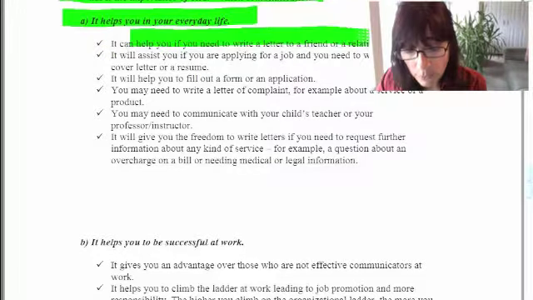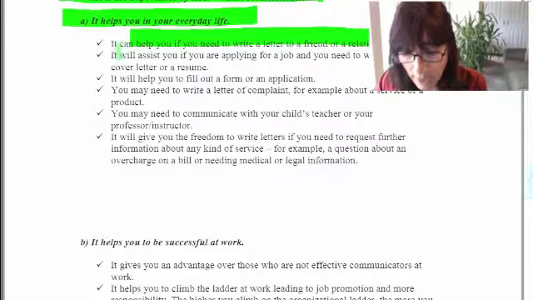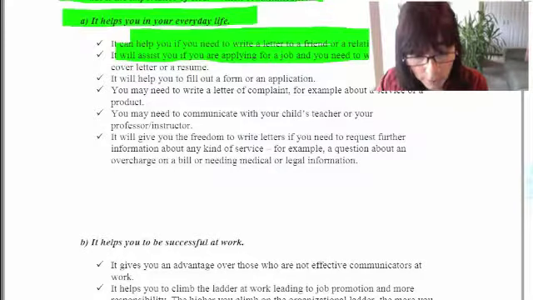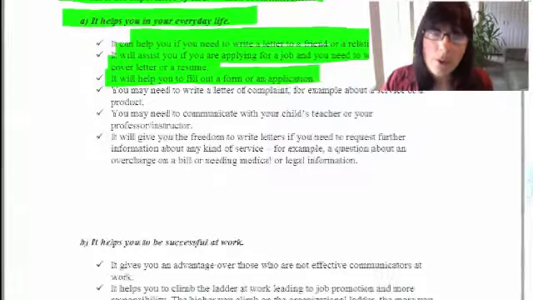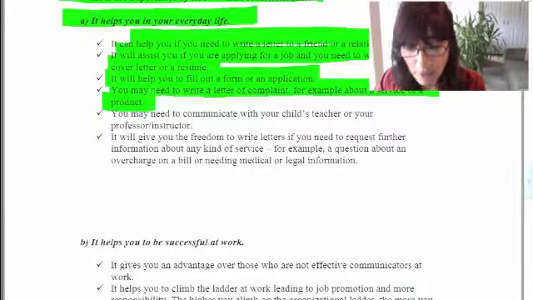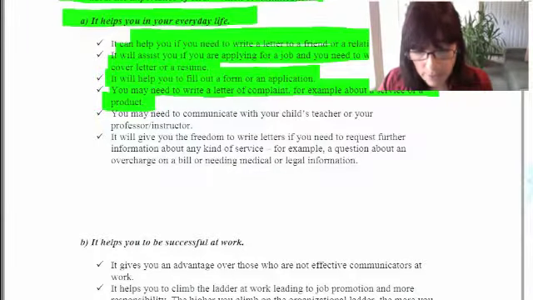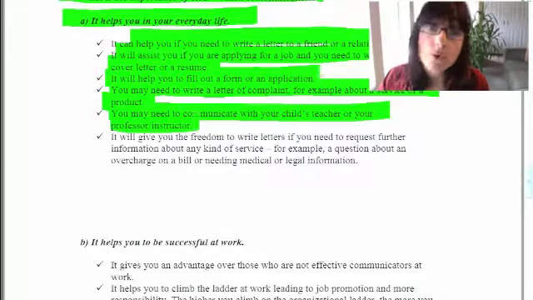One is, it can help you if you need to write a letter to a friend or a relative in everyday life. Another positive effect of good, solid communication is it will assist you if you're applying for a job, or if you need to write an email or a cover letter or a resume. Also, good writing will help you to fill out a form or an application. If you need to write a letter of complaint, good communication is crucial, for example, about a service or a product. Or you may need to communicate with your child's teacher, or you yourself might need to communicate with your teacher, your professor, your instructor. You want to be able to write well.